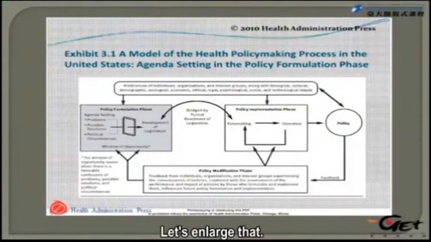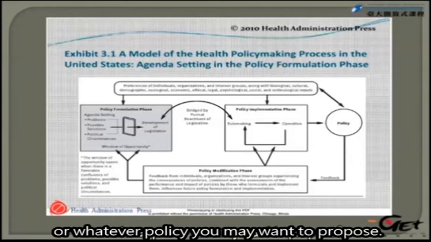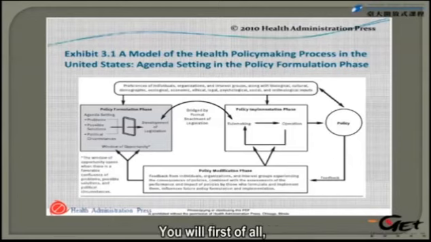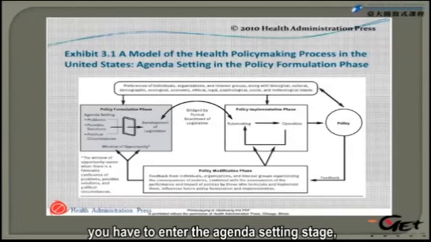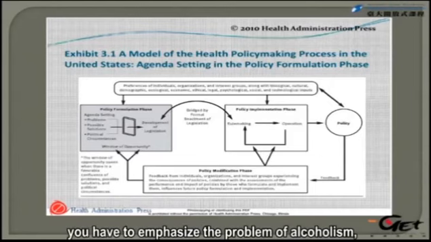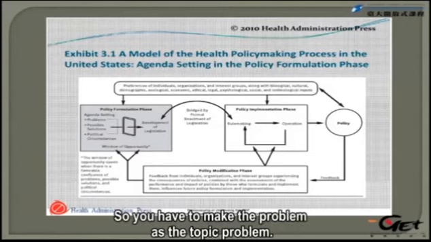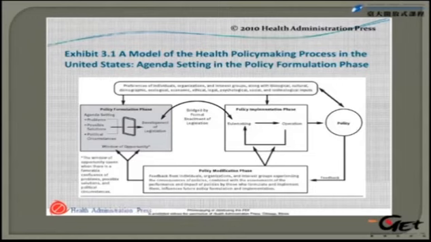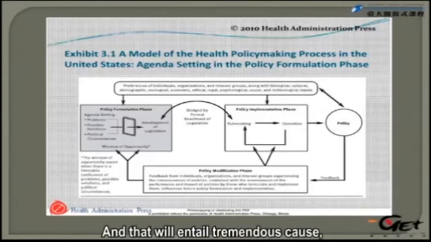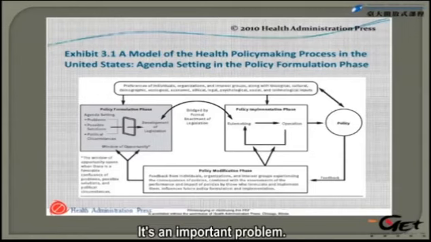In order to propose any policy, public health policy, or whatever policy you may want to propose, first of all you have to enter the agenda setting stage. You will have to identify the problem, the health problem. For example, you have to emphasize the problem of alcoholism. You have to emphasize the problem of obesity, etc. So you have to make the problem a public problem, one that will entail tremendous social cost. So you have to emphasize your problem is an important problem.